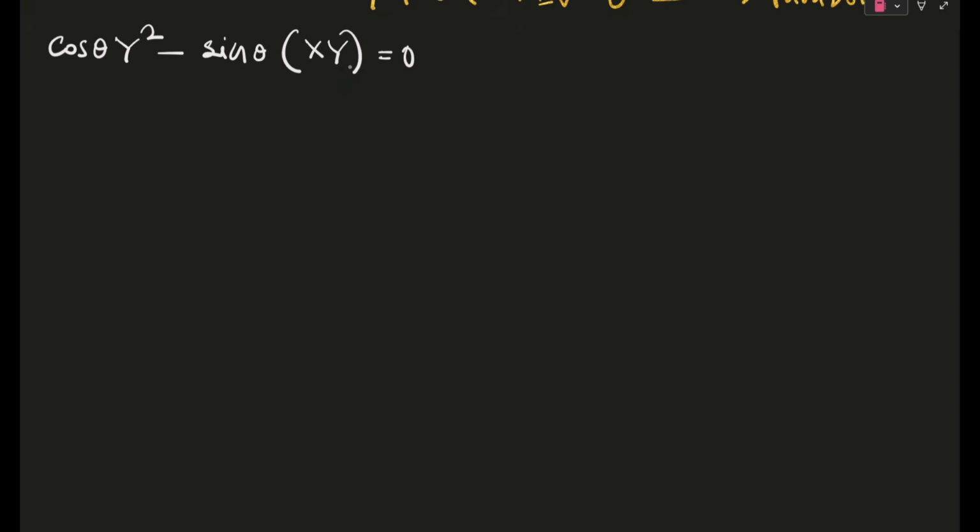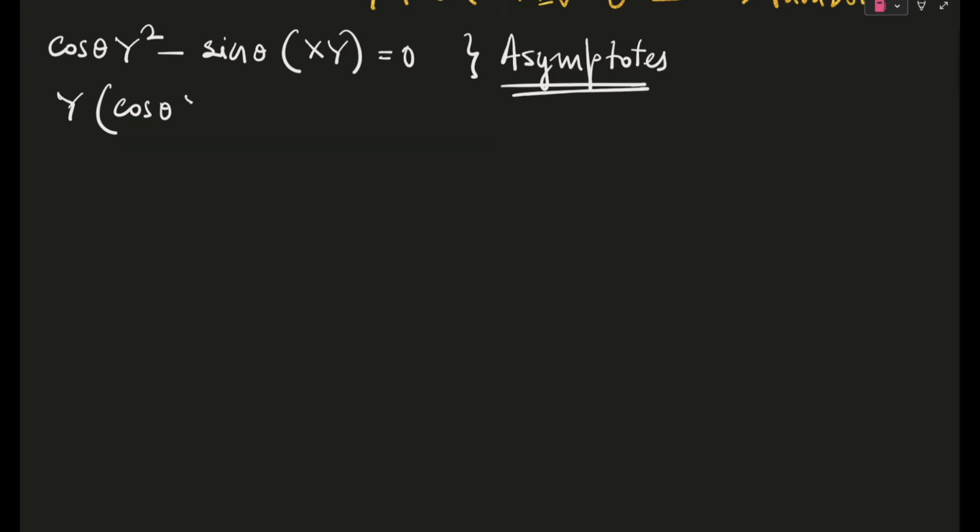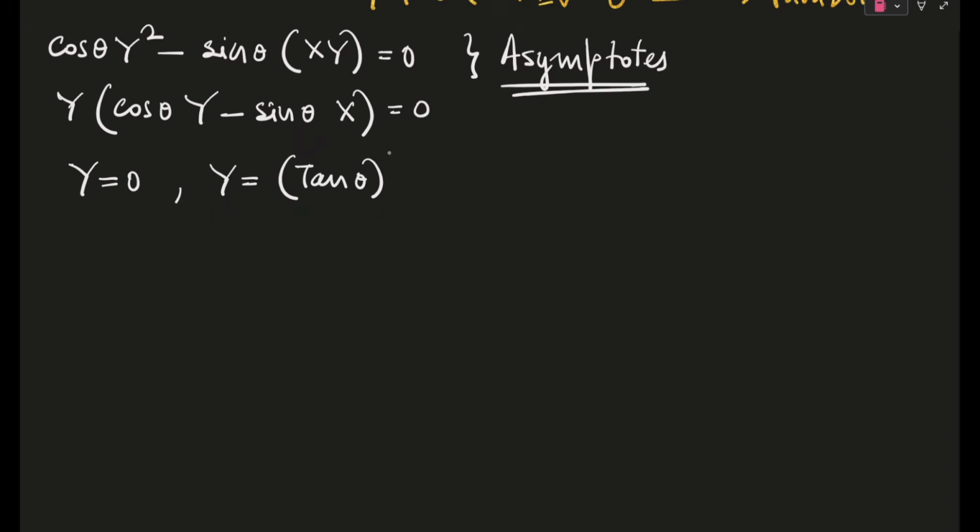Don't ignore the constant term in your normal equation, okay, I am calculating asymptotes here, that's why I can ignore. Please be careful. Anyways, y times cosine theta y can be written as y times (cosine theta y minus sine theta x) is equal to 0. So your asymptotes are y equal to 0 and y equals tan theta times x. So these will be your asymptotes.